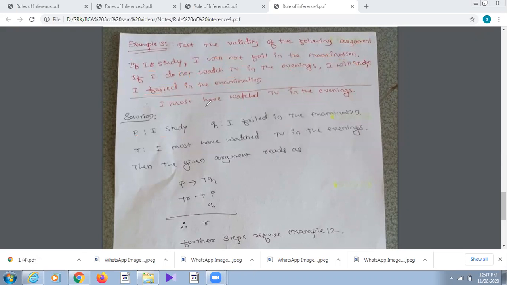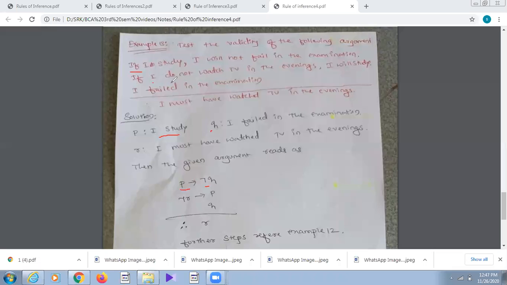Next, you have to form the symbolic form of these premises. If I study means what? If means conditional symbol. So I study means P, and negation Q means I will not fail in the examination. I failed in the examination is the opposite of this sentence. So this is the negation Q, and here conditional because we have the if.